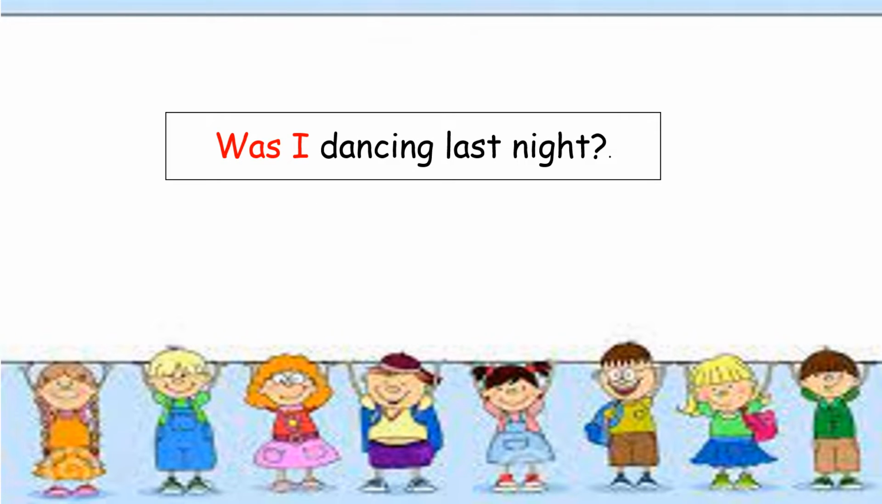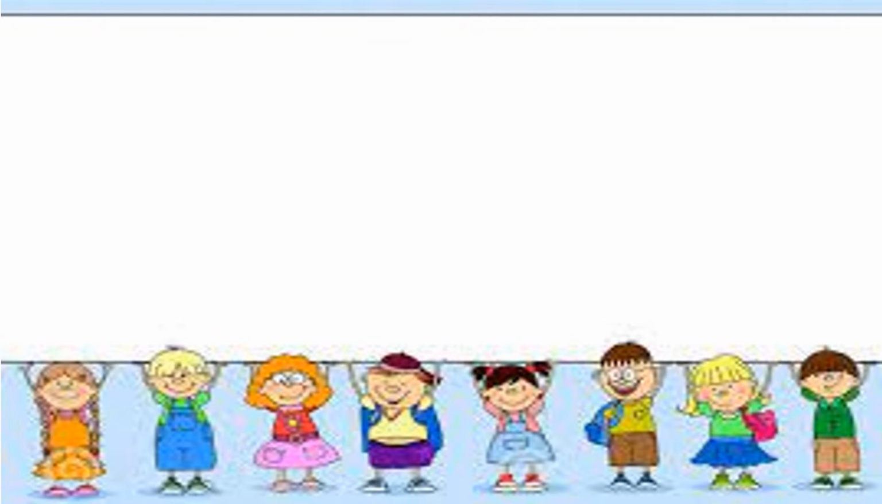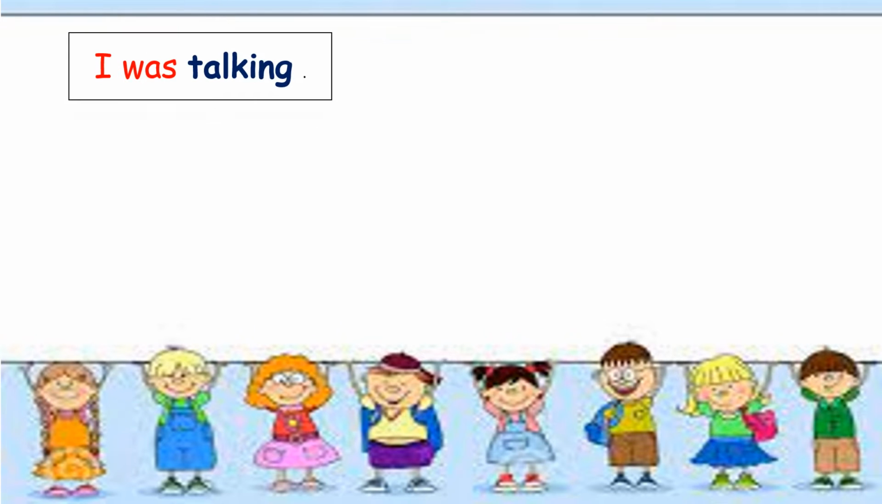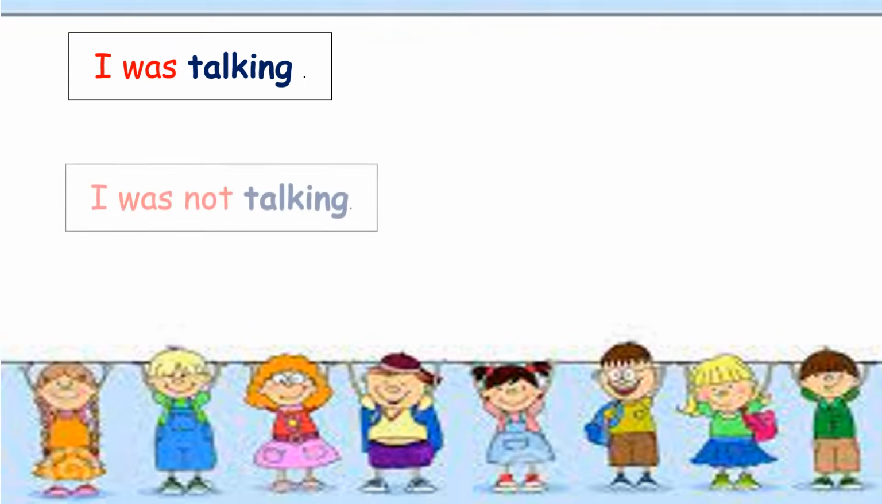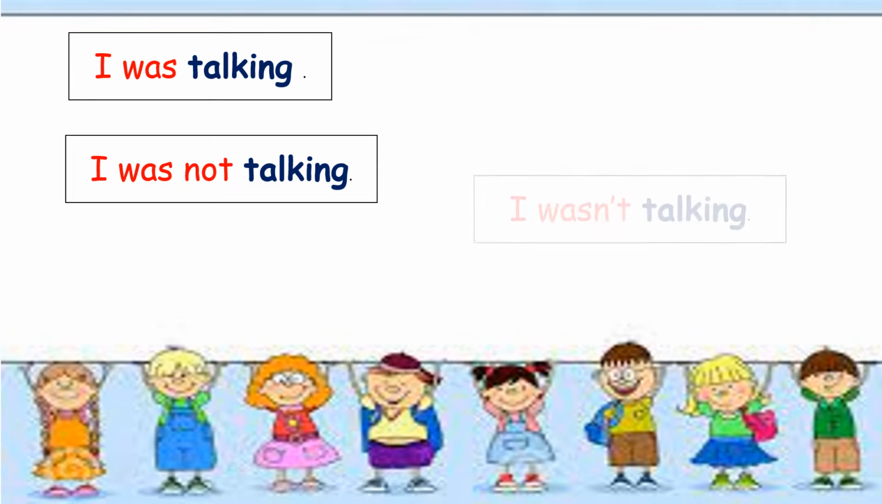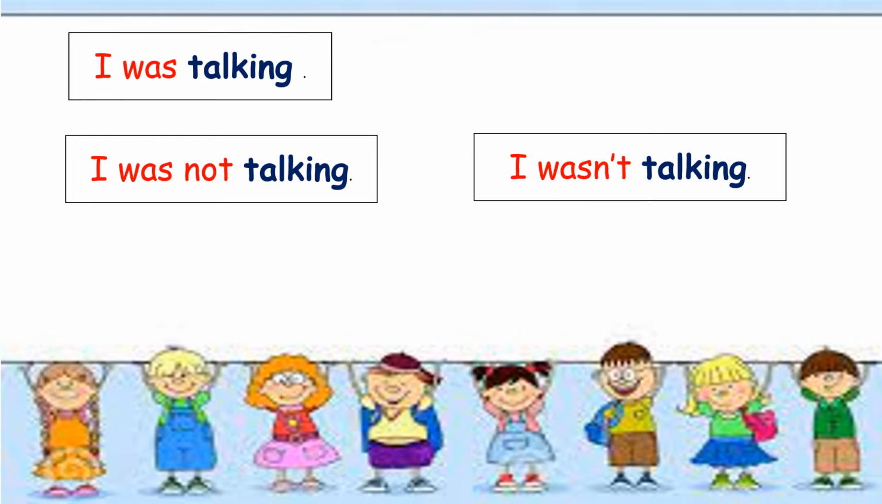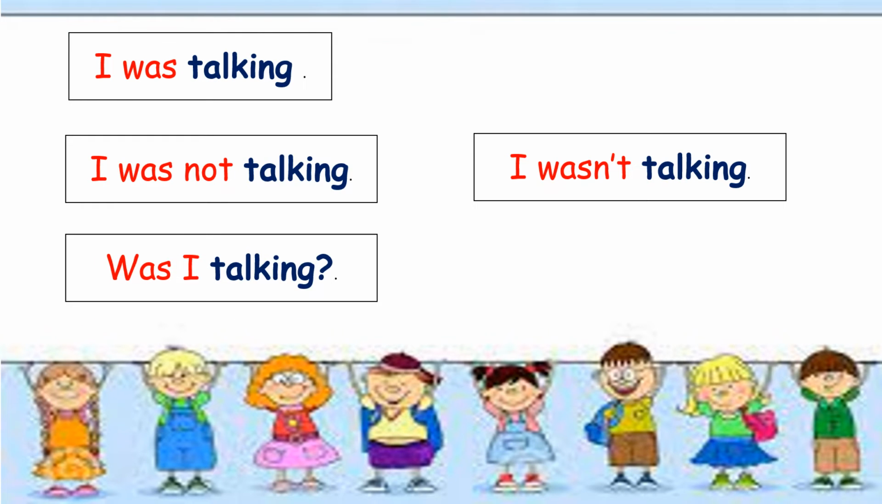To form a question, we must first use the was or were before the subject. Was I dancing last night? Let us read. I was talking. I was not talking. I wasn't talking. Was I talking? So the first is positive. I was talking, positive. I was not talking or I wasn't talking, negative. Was I talking? Question.